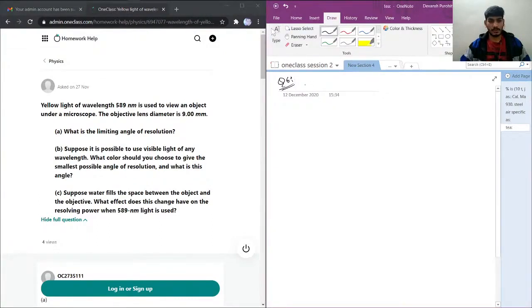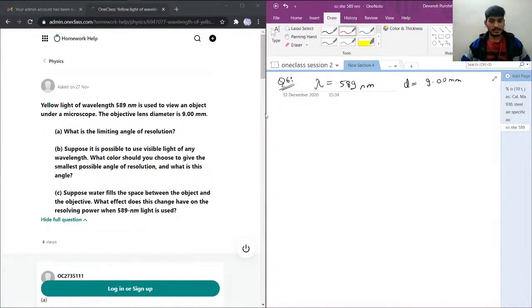So I'll just write wavelength as lambda is 589 nanometer. Diameter of lens is 9.00 mm.